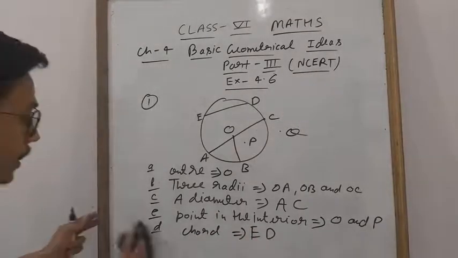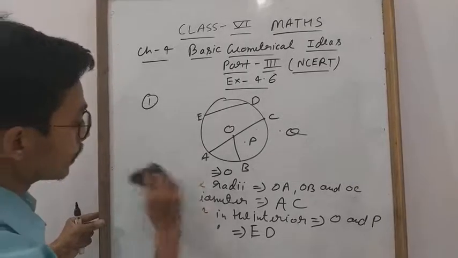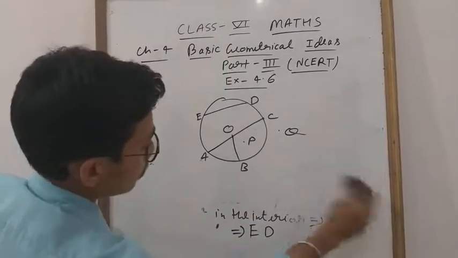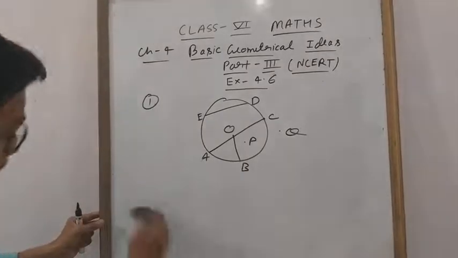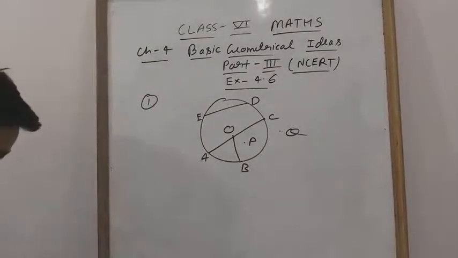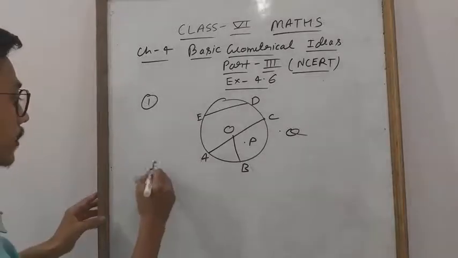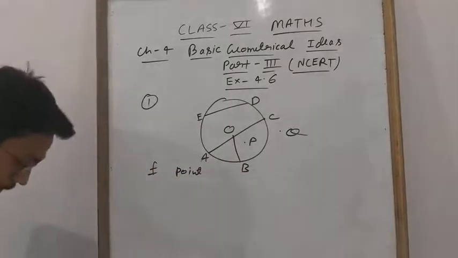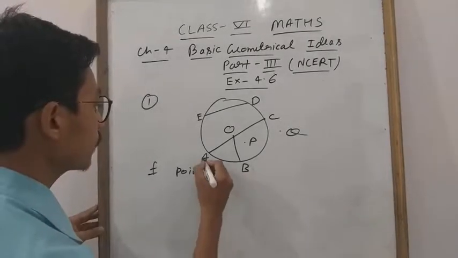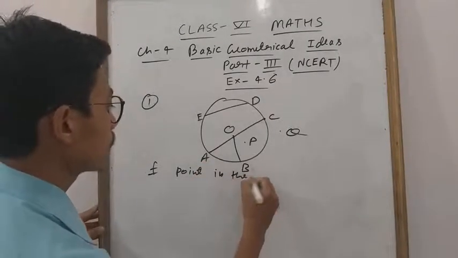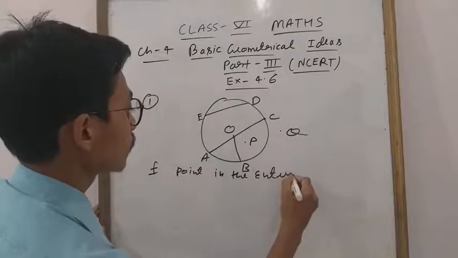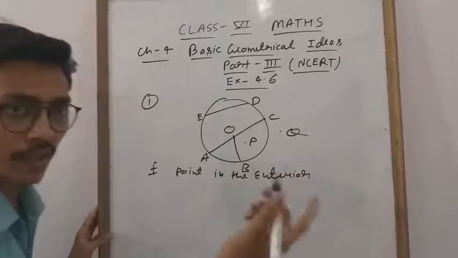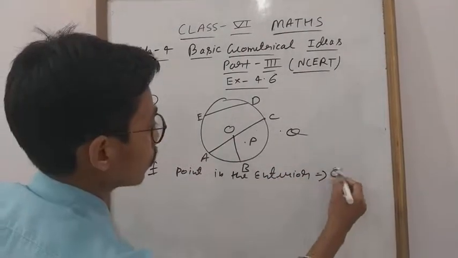So this is the D part, student. The E part I also explained. Now move to the F part. What is given? F1 is given, student. A point in the exterior. Exterior means outside. You can write down Q.